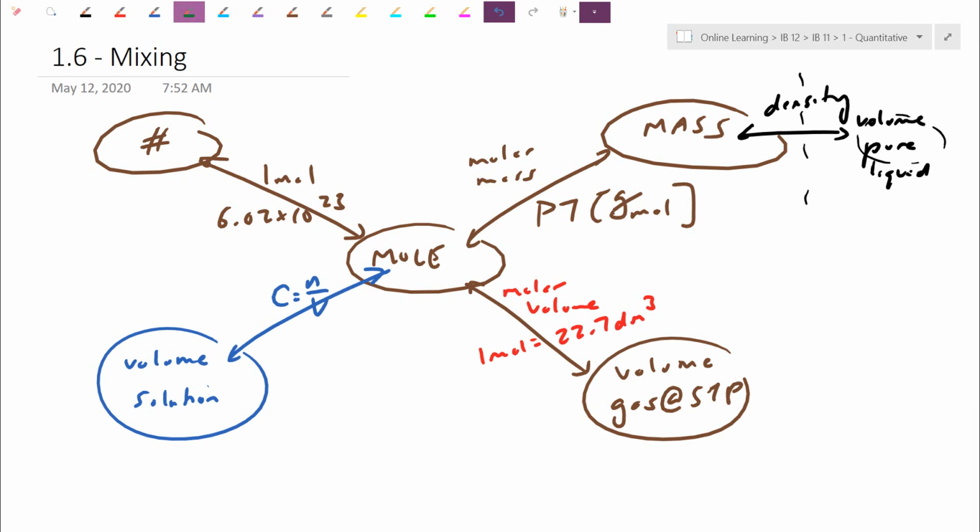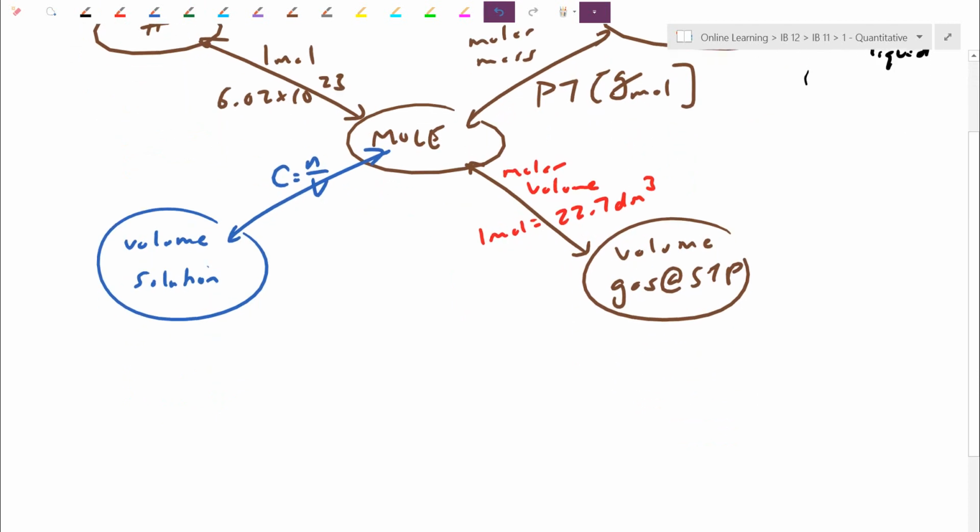I'm going to give you one practice question here with this. We practiced with solutions from yesterday. Let's do it here.